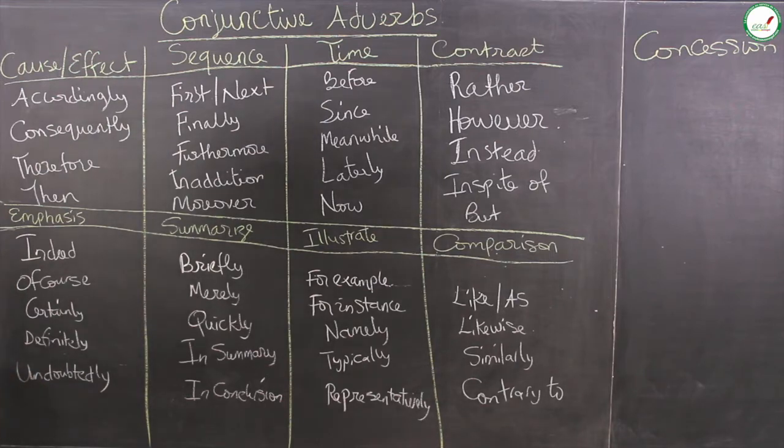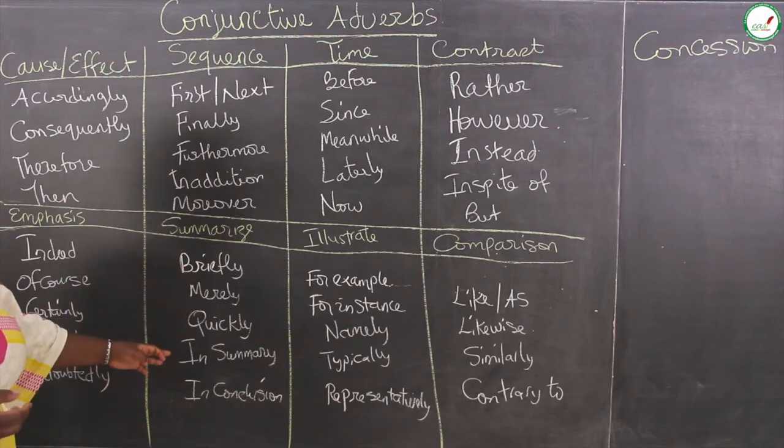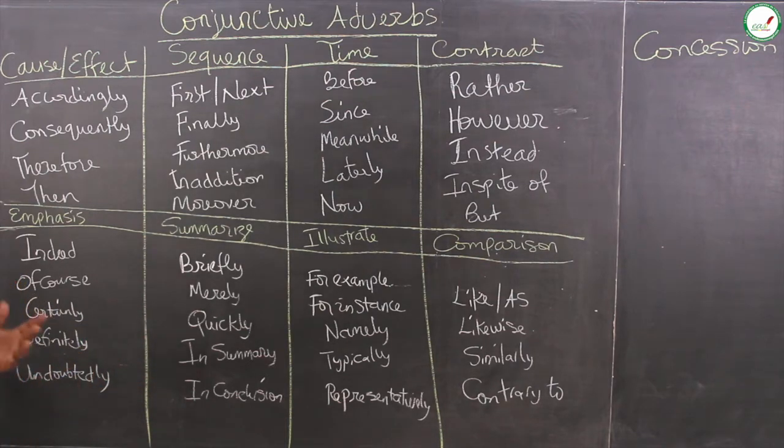You know, for summary, you have briefly, merely, quickly, in summary, in conclusion, to round it up, in a nutshell. Those are some of the examples you can put in as a summary when you're concluding what you've written. In a nutshell, to round it up, briefly, merely, quickly, in summary.